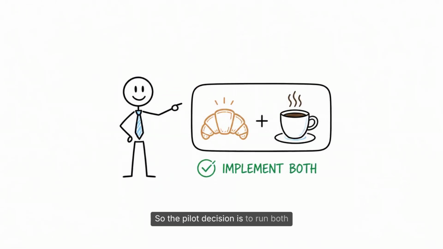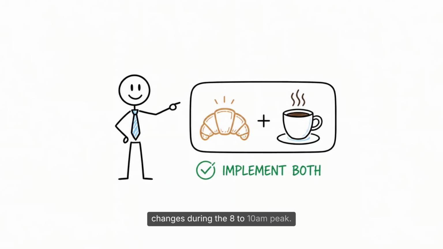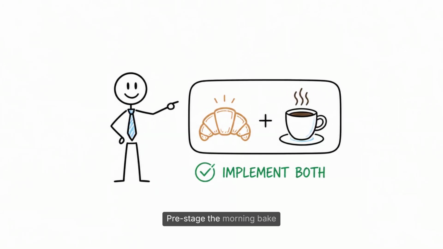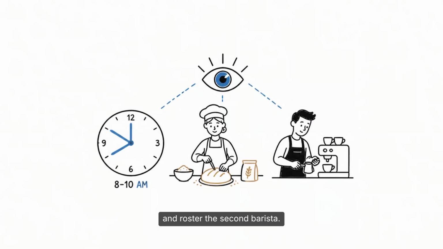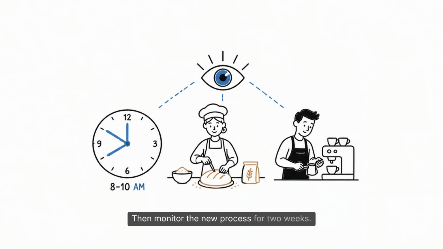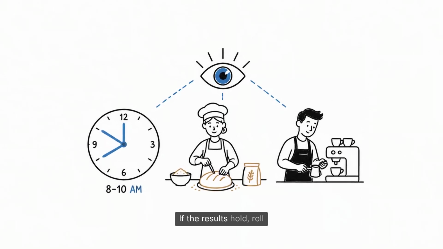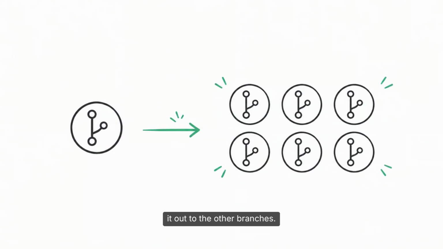So the pilot decision is to run both changes during the 8 to 10 a.m. peak. Pre-stage the morning bake and roster the second barista. Then monitor the new process for 2 weeks. If the results hold, roll it out to the other branches.